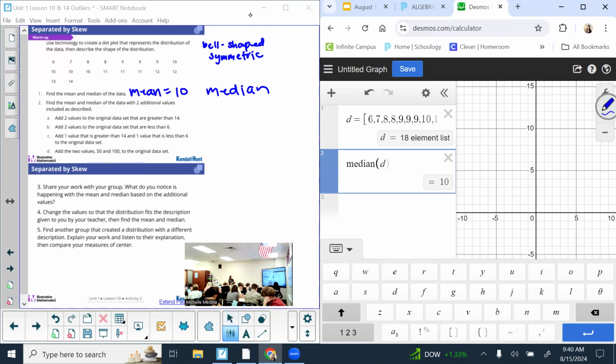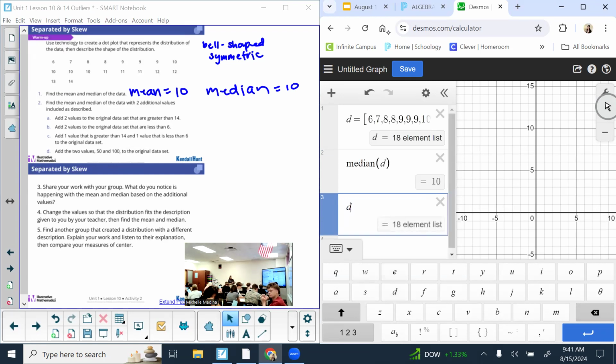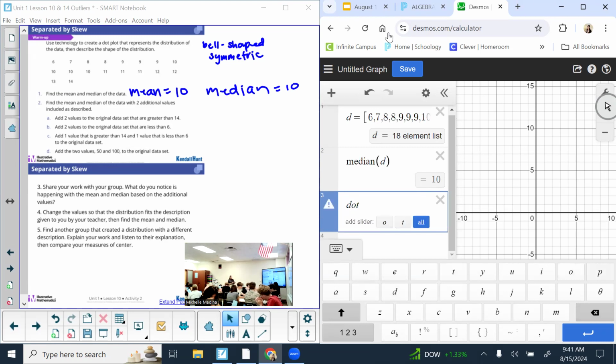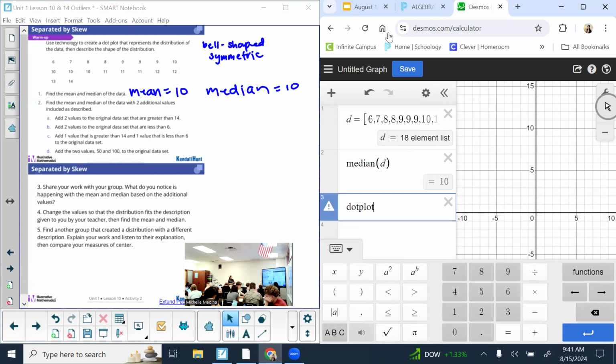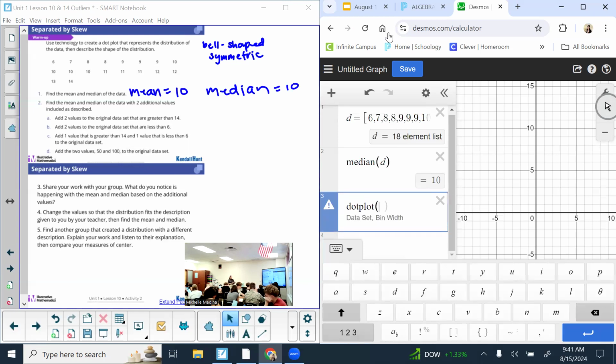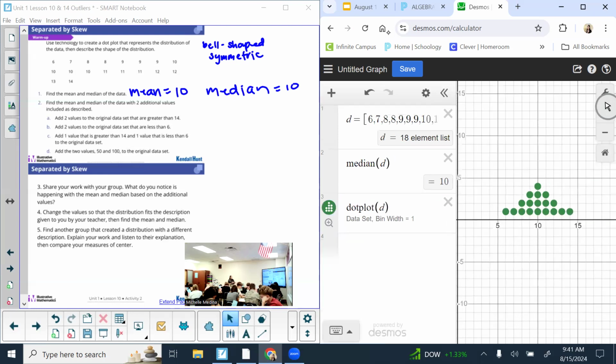Now I need to also show you the dot plot. I kind of skipped over that part. How do I make it create a dot plot for me? Okay, you could just type in dot plot, or you can find it in your functions menu. You just might have to scroll a bit until you see it. But yeah, I could also just type it in, and we can see it is bell shaped and it is symmetric.